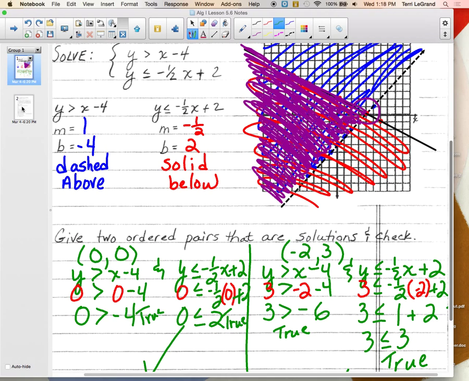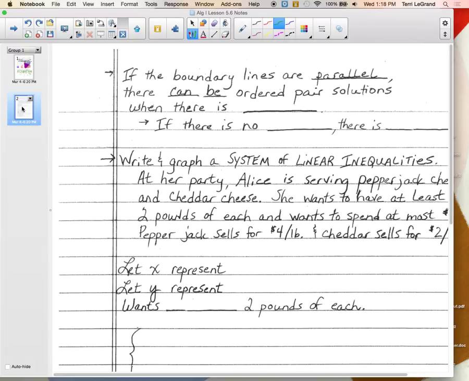Okay, on the top of the back side, I am going to tell you right now, you're going to have to do some studying in the book on your own. We are not going to graph any of these kind. But if your boundary lines turn out parallel, one might be solid, one might be dashed, they both might be solid, they both might be dashed, it doesn't matter, they're parallel. There can be ordered pair solutions.